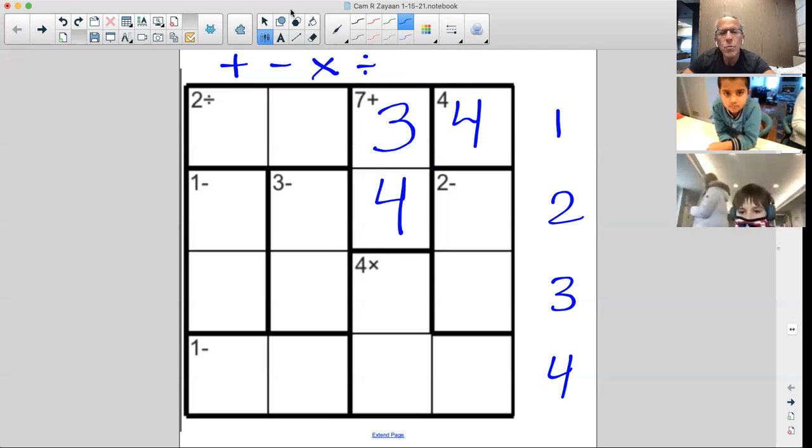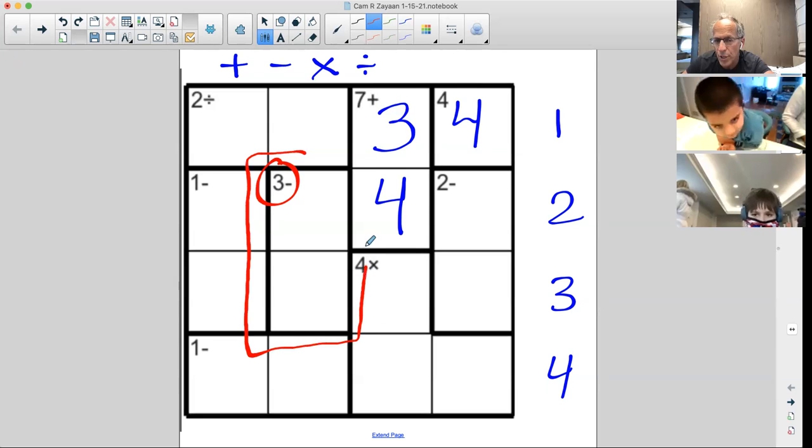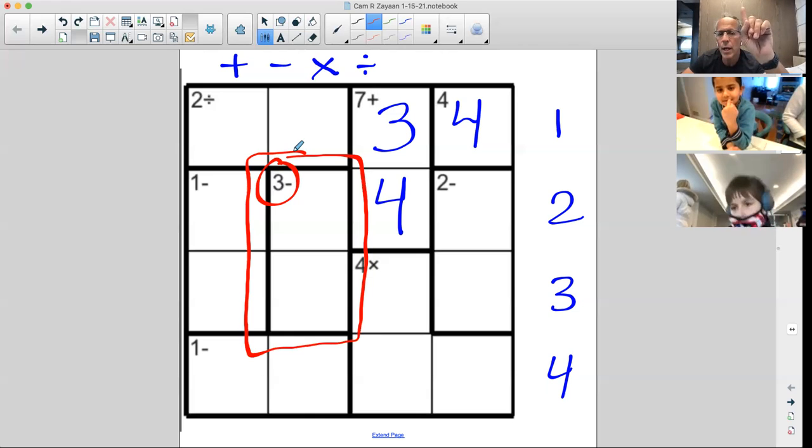Now, which one do you want to do next? Zayaan? 3 minus. Oh, you picked my favorite because it's the largest minus. Now, what are the only 2 numbers that would work? 2 and 1. Wait, hold on, Zayaan. 1 and 4. Zayaan, you said 1 and 2. Cam, you said 1 and 4.